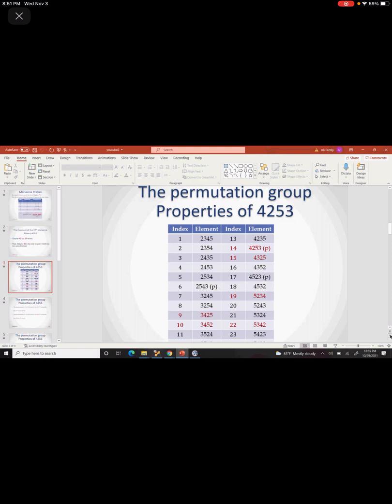So if I look at the permutation group properties of 2, 3, 4, 5, I notice that chapter 42, which has 53 verses, which is 4253, is actually the 14th group element. Now, I highlighted all of the numbers here in red for a reason, and you'll see in a minute why.